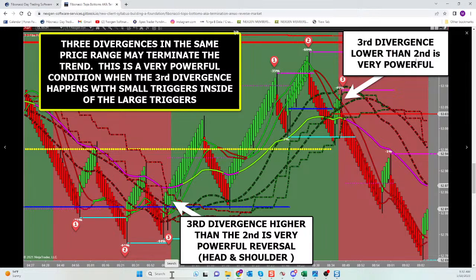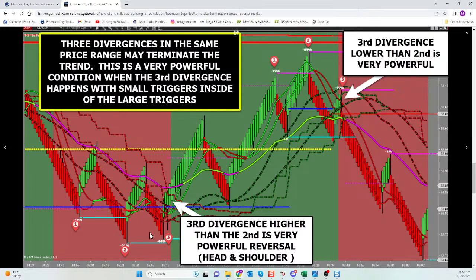Guys, 3 divergences in the same general location may terminate the trend. What is divergence? Divergence is a loss of momentum. When you have 3 losses of momentum, guys, you've given away that advantage. It may terminate the trend. You'll see it from lows. You'll see it from highs.